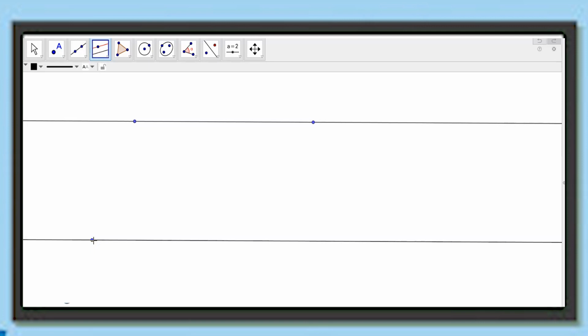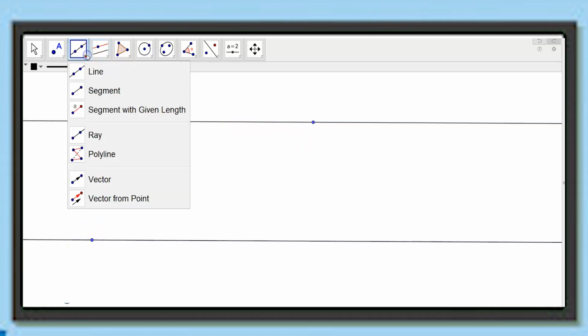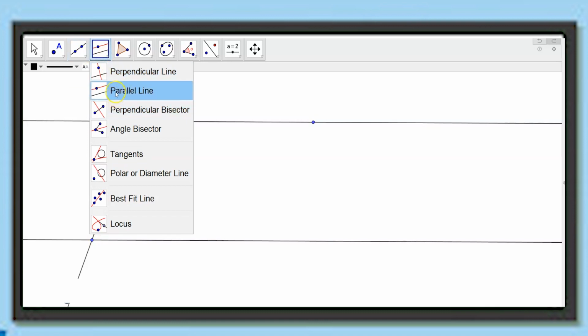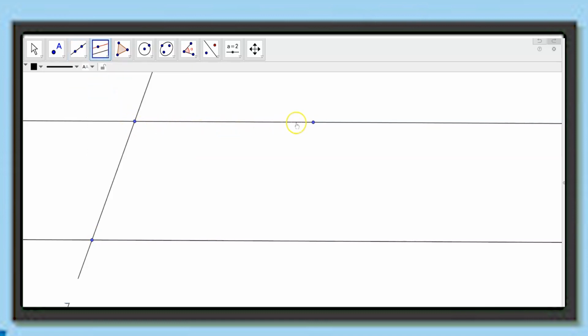Now I am going to draw another set of parallel lines intersecting these parallel lines. So how am I going to do that? I am going to make use of these 3 points that I already have. So first I will draw a line passing through these 2 points. The next step will be to draw a line parallel to this line passing through this point. So we shall select this line and allow it to pass through this point.